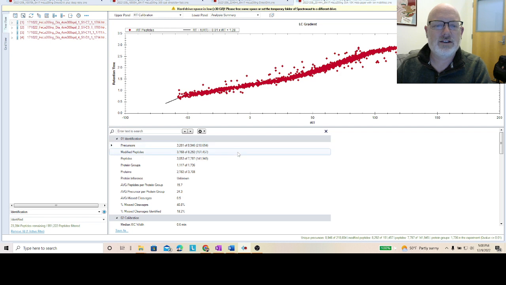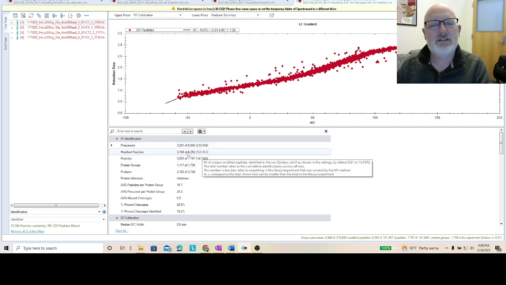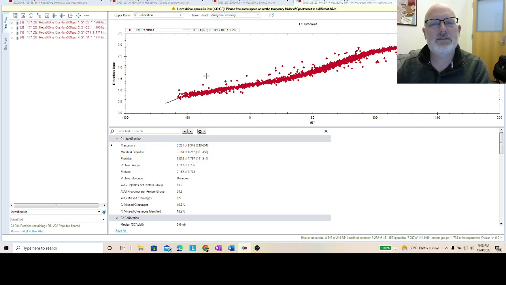Okay, so let's look at the peptides. So around 8,000 peptides.